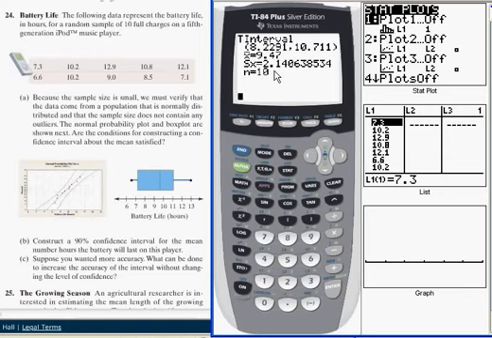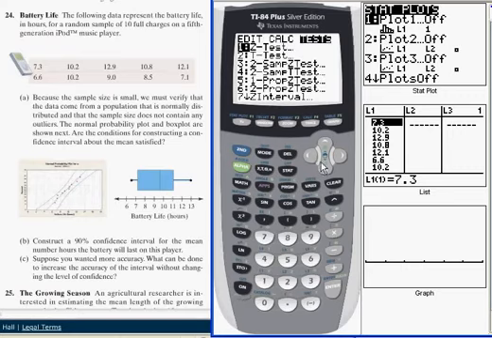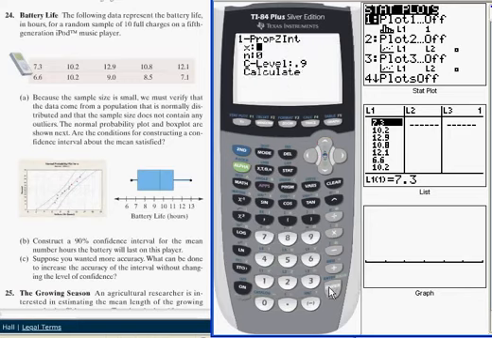The next function I want to show you really quickly is going to be 1-PropZInt, which is for constructing confidence intervals for proportions. And I'm going to scroll up from the bottom to get to 1-PropZInt. Easy to confuse this one with 1-PropZTest, so if you select that by accident and you don't recognize the inputs it's requesting, don't freak out. Make sure you've got the right function indicated. So 1-PropZInt.